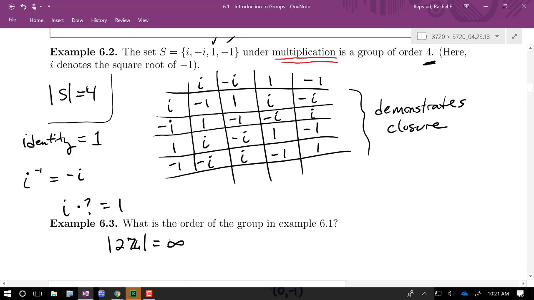So a group could be finite or infinite, right? So in example 6.2, this one we were working with up here with the I and the -I, this was a finite group of order 4. And example 6.3, which was actually the same one as the previous example, that's an infinite group.